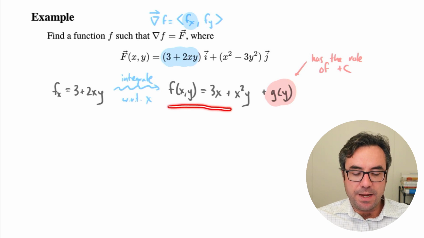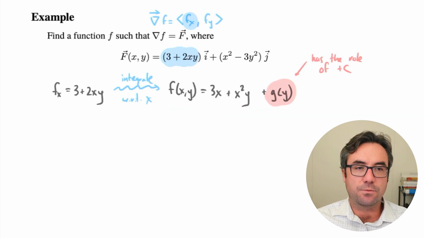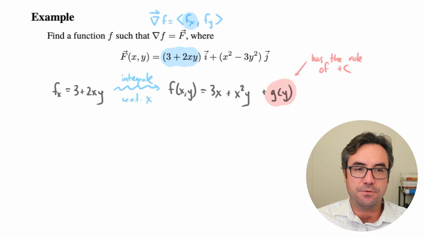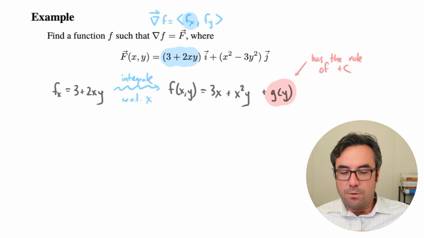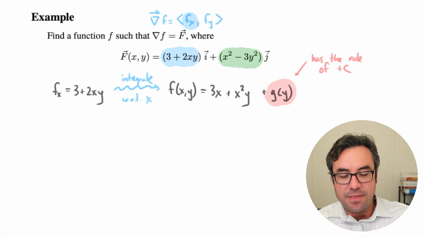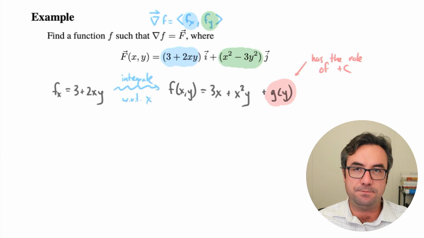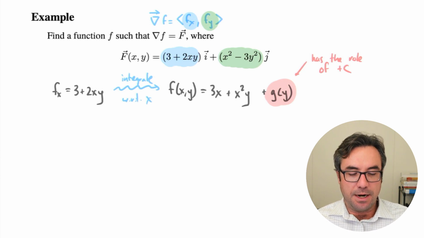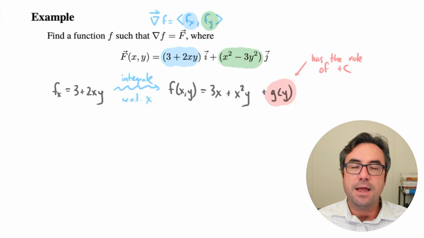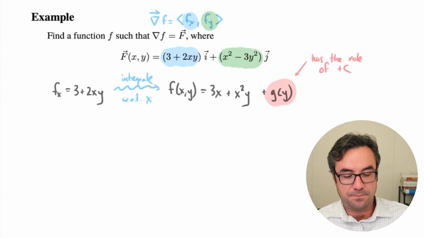All right, so once we have this function all written out, we still need to figure out what this unknown function was. So now we're going to look at the second component of our vector field, and that should be our y partial. We're going to take what we have so far and differentiate with respect to y.